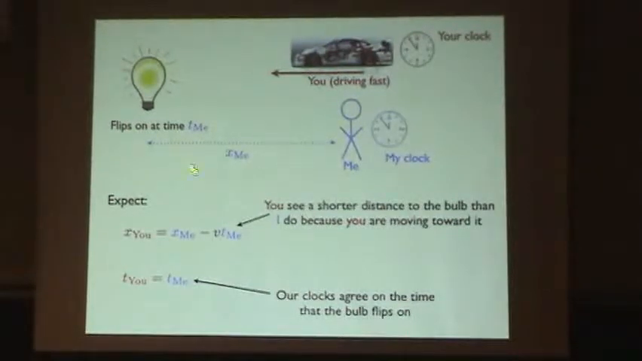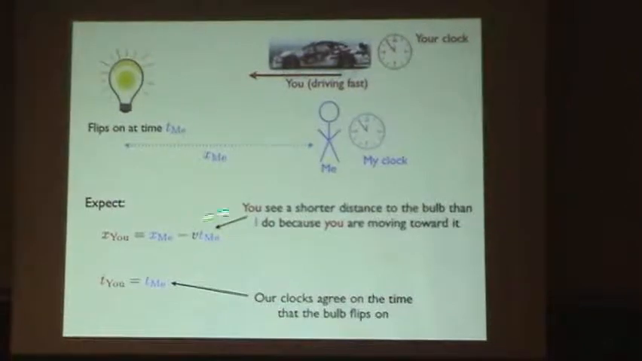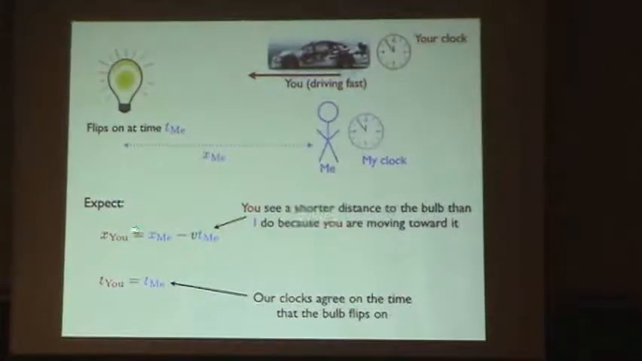So I'm going to measure the distance of the light bulb, and you're going to measure the distance of the light bulb when you see it go off. And naively, what we expect is the distance that you measure to the light bulb when it goes off is the same as what I measure, less how far you go in the time between when you pass me and when it goes off. So you pass me at time zero, the light bulb goes off at time t, in that time you move this far, so you are this much closer to the light bulb than I am. And so that's the one naive thing.